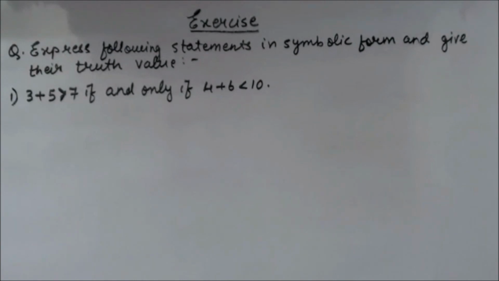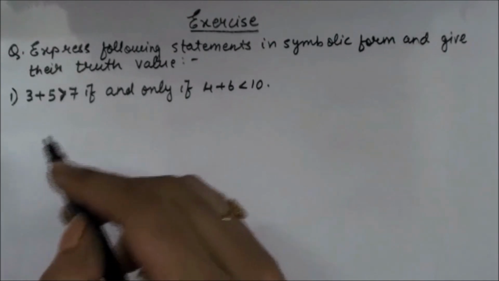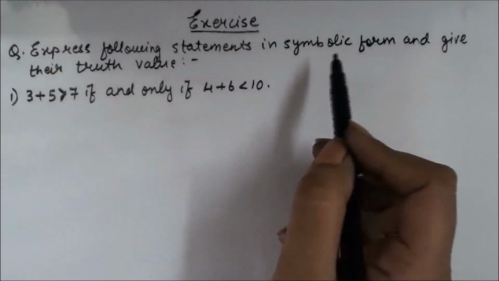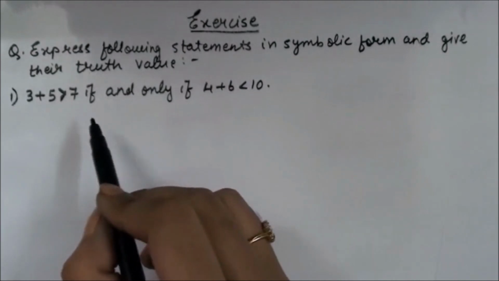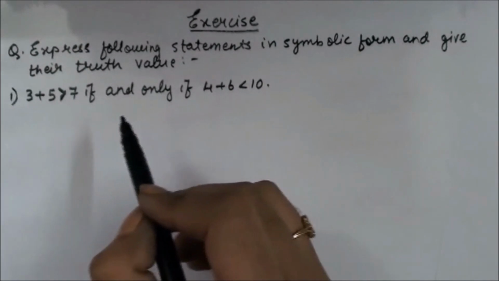In the previous lectures, we studied all the connectives which are there in our syllabus. Now we are in a position to solve questions on all those 5 types of connectives. So the first question is: express the following statements in symbolic form and give their truth value. So we have to write these statements in symbolic form and then find their truth value.